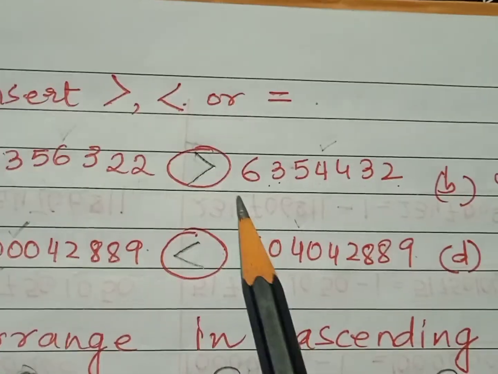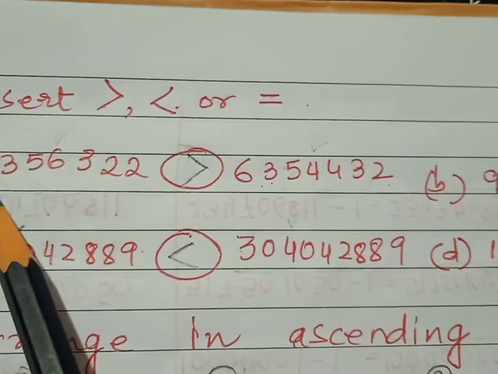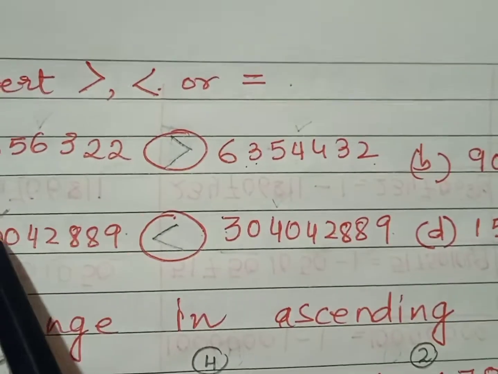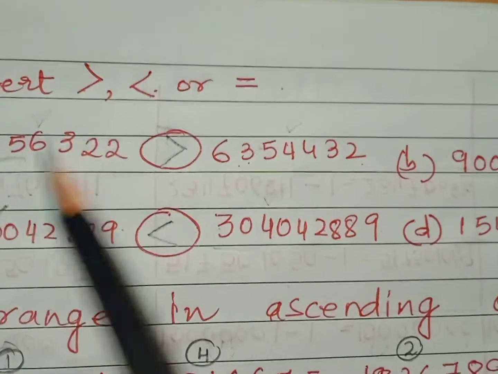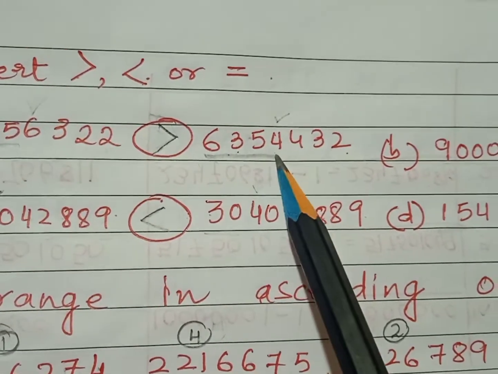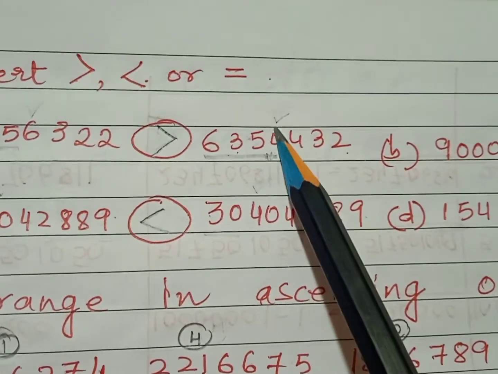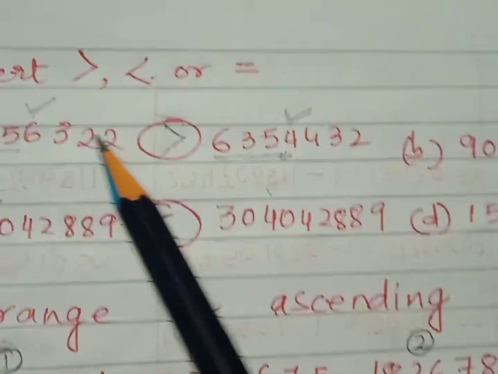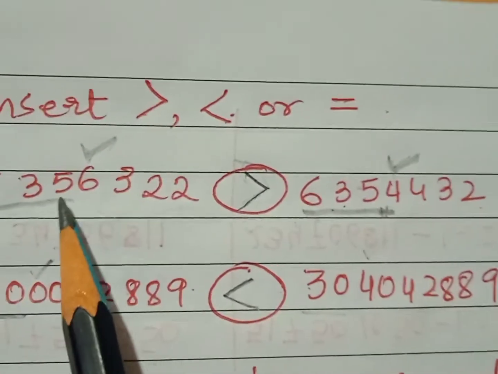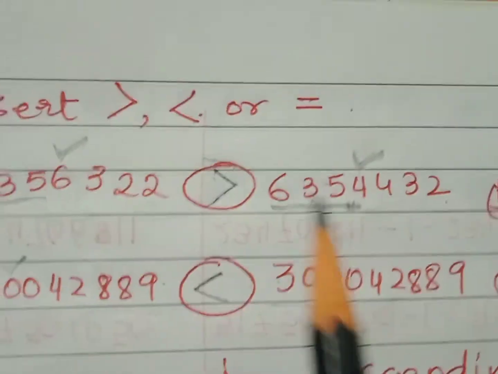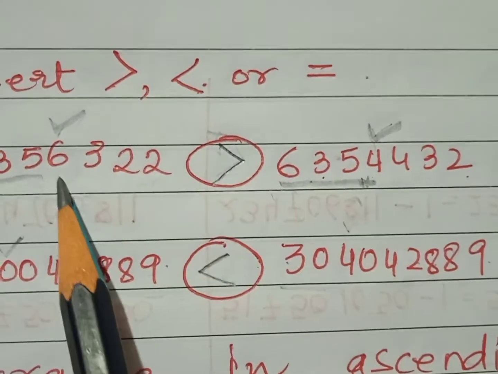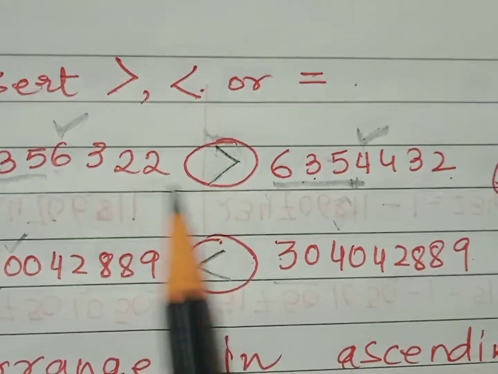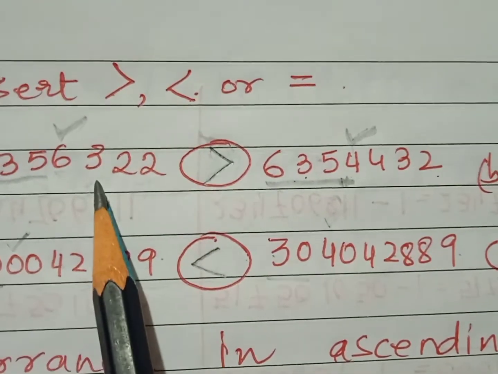Now for this one, let us see. We've got 6 in the first place, 3, 5. 6, 3, 5 is same for both. Okay, so we will go for the next digit. What do we have? In the first one, we have 6, and in the second one, we have 4. So naturally, 6 is bigger than 4, so we give the greater than symbol in this direction.